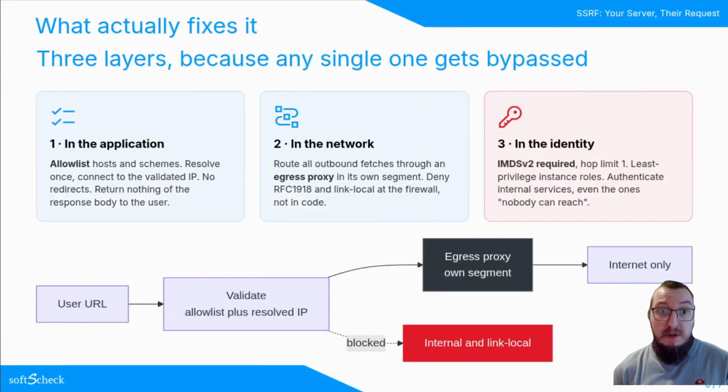Okay, what else can we do? We can do the allow list approach I already talked about. We can put a proxy between the server and the internet, so we can control the network flow between our server and the internet. And we can also use IMDS version 2, which introduces the hop limit and the PUT requests, so that it's not that easy to just reach the cloud credentials.